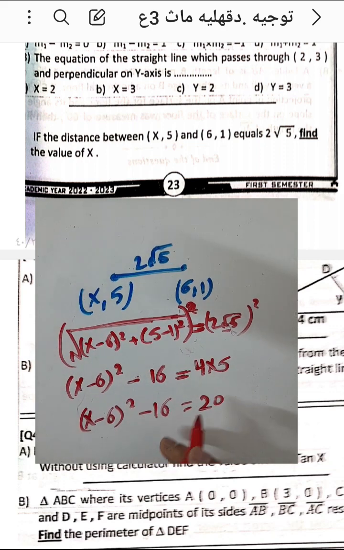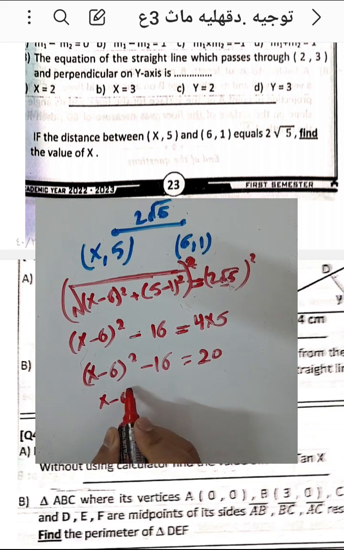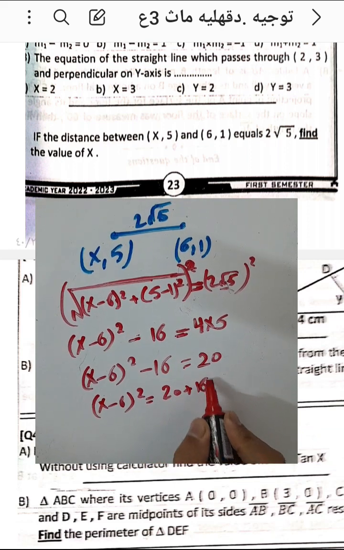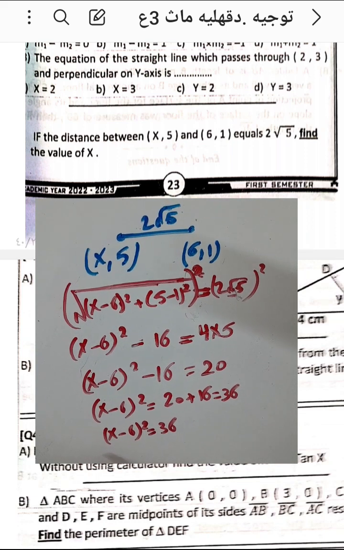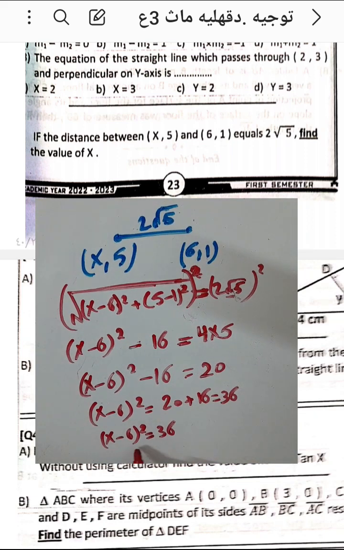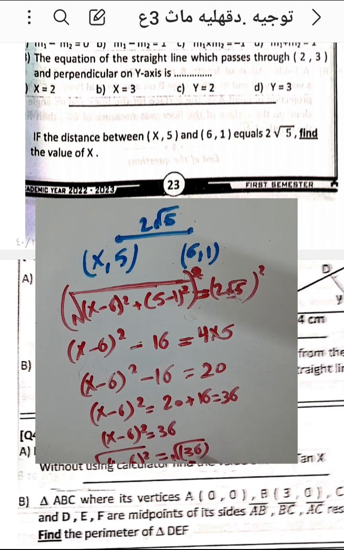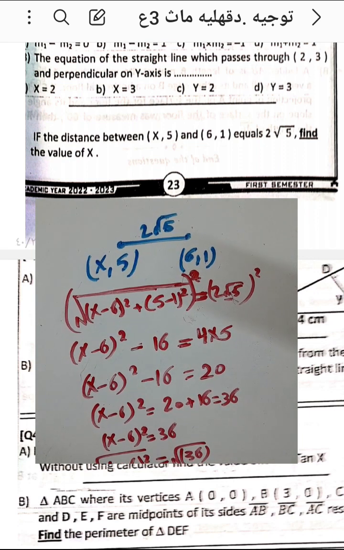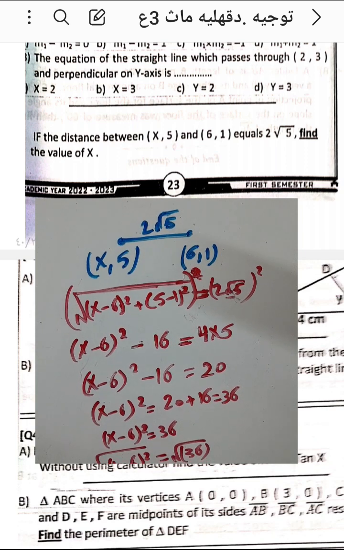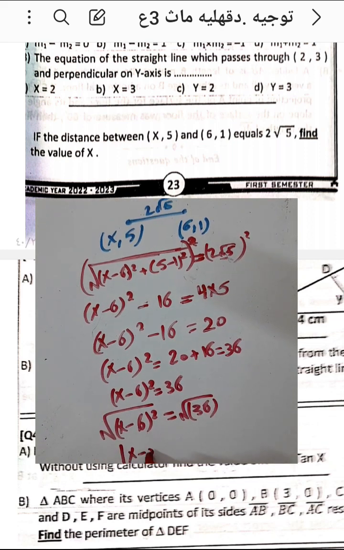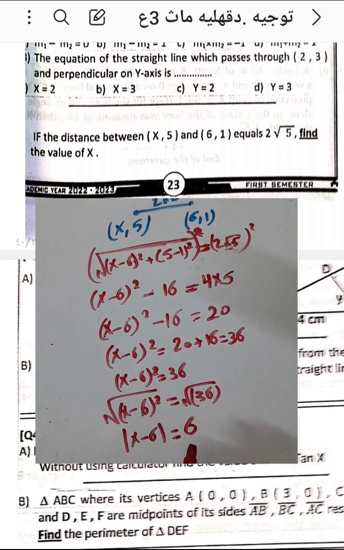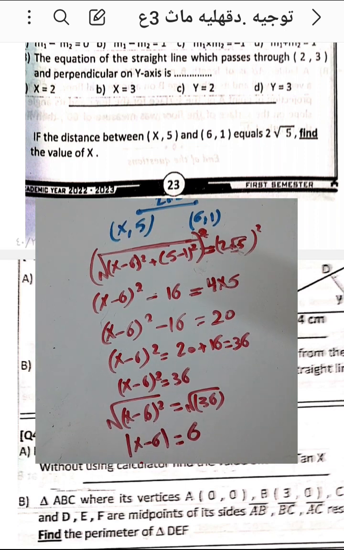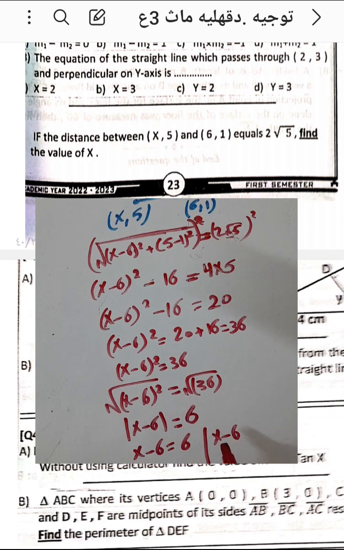Then we move the 16 to the right-hand side. Then (x minus 6) power 2 will be 20 minus 16, it will be 4... then (x minus 6) power 2 equals 36. Then we take the square root of both sides to cancel the power 2. The square root of (x minus 6) power 2 becomes the absolute value of x minus 6, equal to 6, because we have two solutions: this number can be positive or negative. Then x minus 6 will be 6, or x minus 6 will be negative 6.